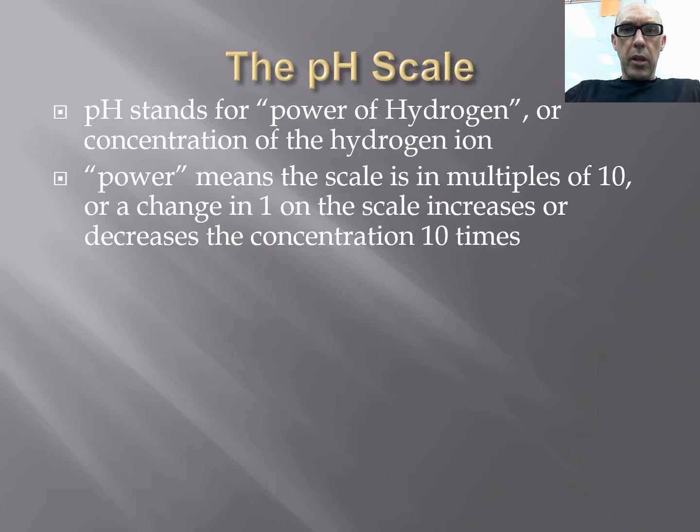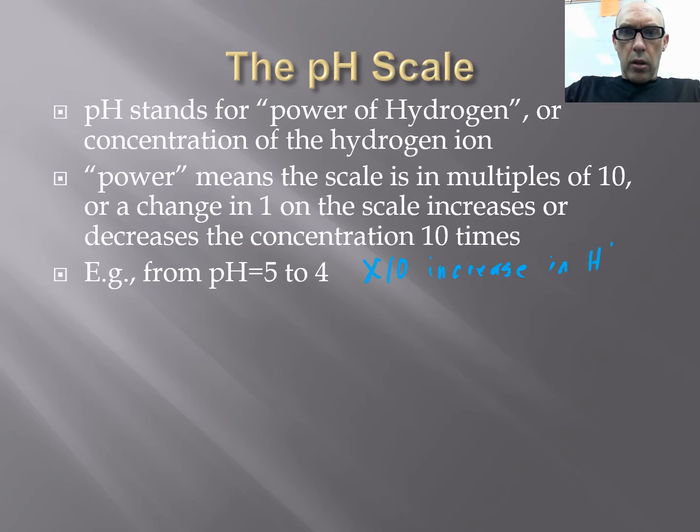The word power means it's a scale in multiples of 10. So a change of 1 on the pH scale means that there's been an increase or decrease in the concentration of the hydrogen ion by 10 times. For example, if the pH changes from 5 to 4, what that means is we have a 10 times increase in the H+ ion concentration.